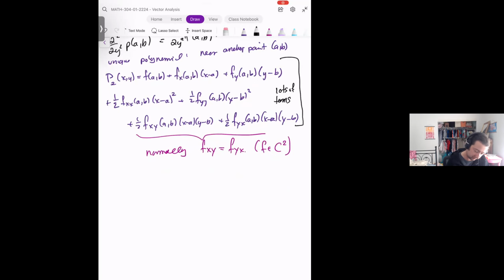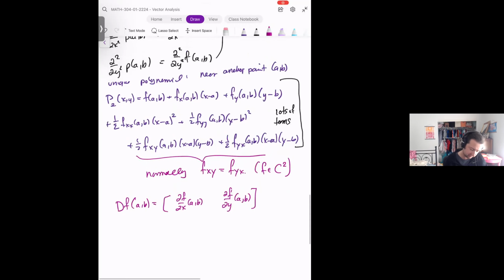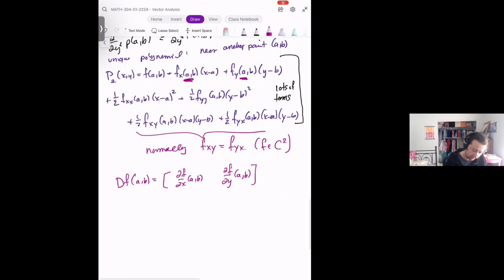The first partial derivatives are easy to write down because we had this thing df. And df at (a,b) is equal to df/dx at (a,b), df/dy at (a,b). So the matrix of first partial derivatives is just representing this term and this term right here. And we use this all the time when we write down that the Taylor approximation is P1 of x is equal to f(a,b) plus Df at (a,b) times x.